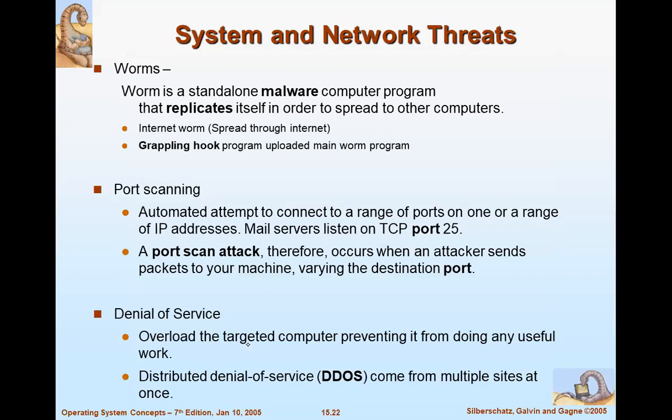System and network threats include worms. A worm is a standalone malware computer program that replicates itself in order to spread to other computers. As I told you in the last slide, certain viruses have the capability to replicate themselves, and they can attach themselves to any file, to any directory, to any external device, and even sometimes to your email. Internet worms spread through the internet, and they use a grappling hook program to upload the main worm program.